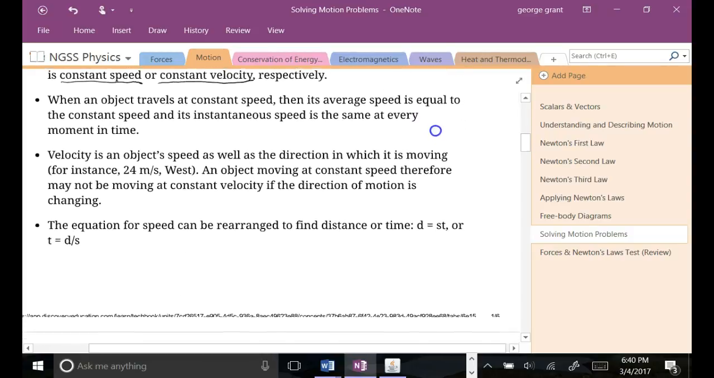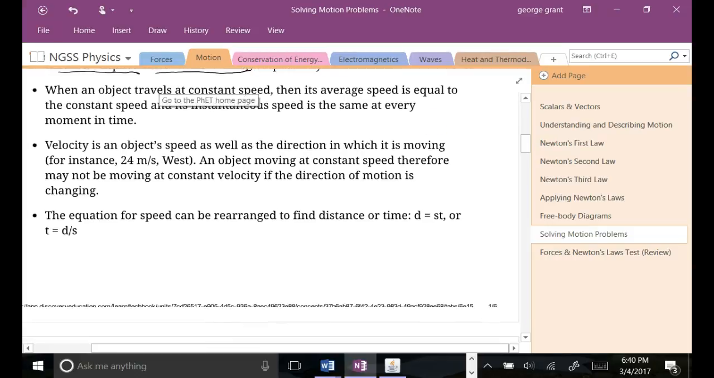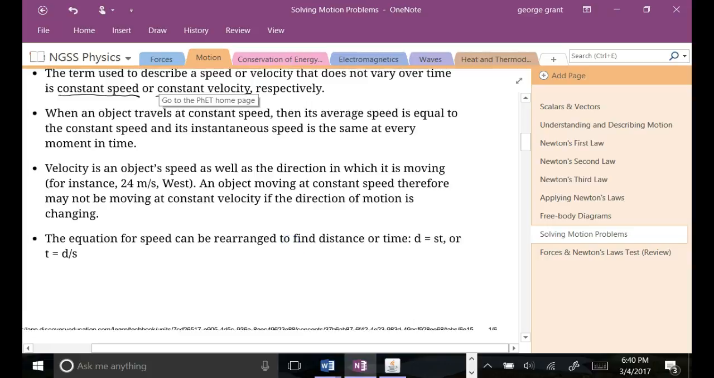When an object travels at constant speed, then its average speed is equal to the constant speed, and its instantaneous speed is the same at every moment in time. So that's sort of the trivial case. When something is moving at a constant speed, then the average is obviously equal to that constant speed, and the instantaneous speed is the same every instant.